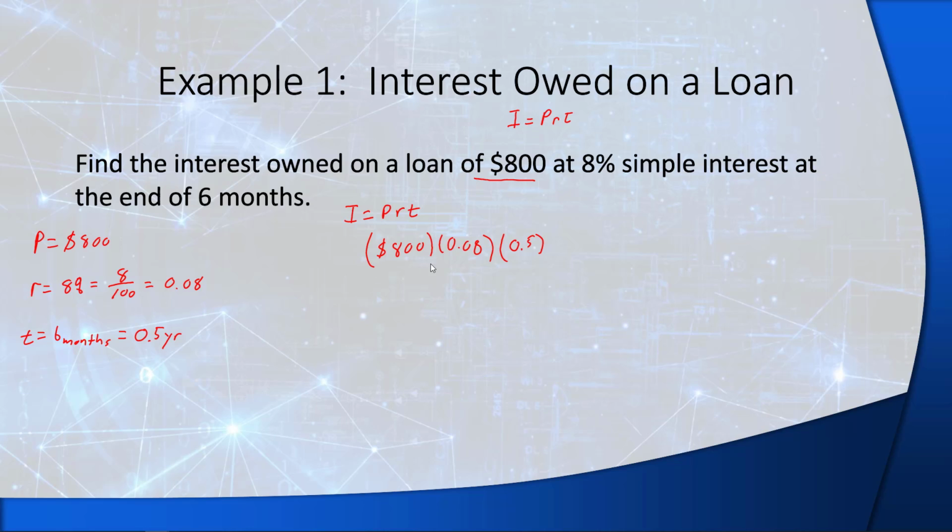Okay, the product of 800 and 0.08 is going to be 64 times 1/2, and that will be equal to 32. And that's pretty much all there is to it.